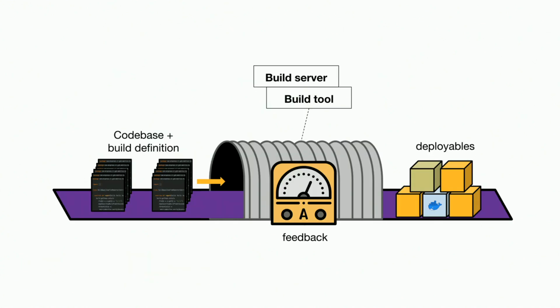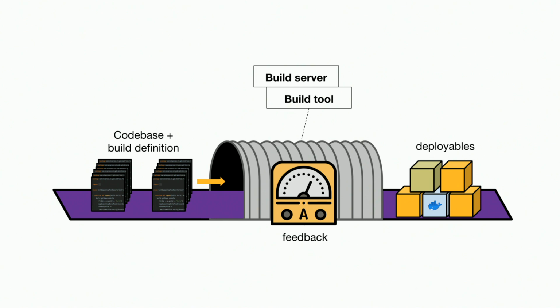Before we begin, let's agree on a simple metaphor for a build system. An assembly line. The input is our code base and the build definition. The machinery is the build server and the build tool. And the outputs are the deployables and the feedback back to the developer. It's quite simple to understand, right? We require the system to be fast, reliable, and efficient.